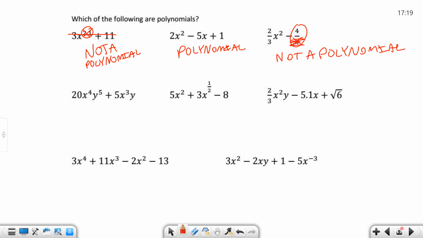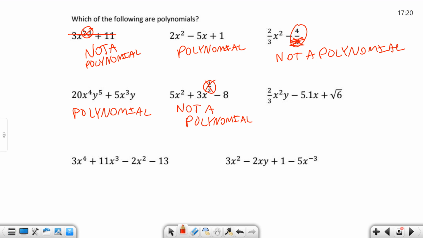What about the next one here? 20x to the 4th, y to the 5th, plus 5x cubed y. All the powers are whole numbers. There's no problem here. This is a polynomial. What about the next one? 5x squared plus 3x to the 1/2 minus 8. And you saw it right off the bat, didn't you? That middle x is to what power? 1/2, which is not a whole number. So this is not a polynomial. Could have just put yes or no and been faster maybe.